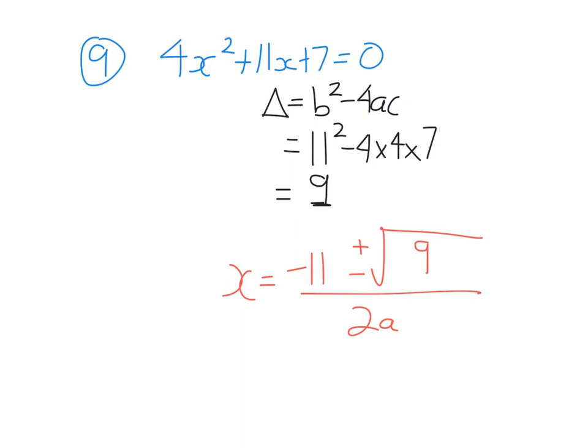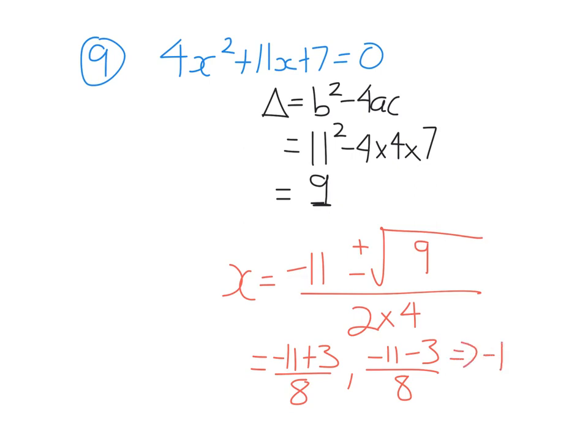And then on the bottom, we have 2 times a. So in this case, a was 4, so we change this to 2 times 4. So there are 2 solutions here. Now, of course, the square root of 9 is just 3, so one solution is minus 11 plus 3 over 2 times 4 is 8, and the other solution is minus 11 minus 3 over 2 times 4, which is 8. So minus 11 plus 3 over 8, that's just minus 1, minus 11 minus 3 over 8 is negative 7 over 4, or minus 1.75. Either way you write it is fine. They are the 2 solutions, and as we predicted, they are rational.